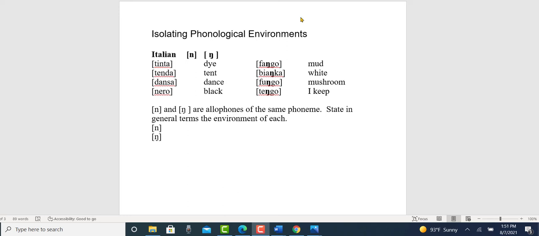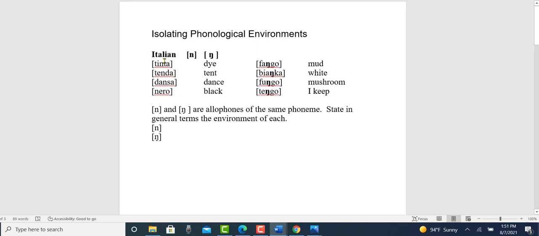Isolating phonological environment. Assimilation is the process by which some sounds influence other sounds within a word, right? So sometimes we have to look at what comes before a sound or what comes after that sound, and then what effect these surrounding sounds have on the sound in question. Here is an example of what's called isolating phonological environment.